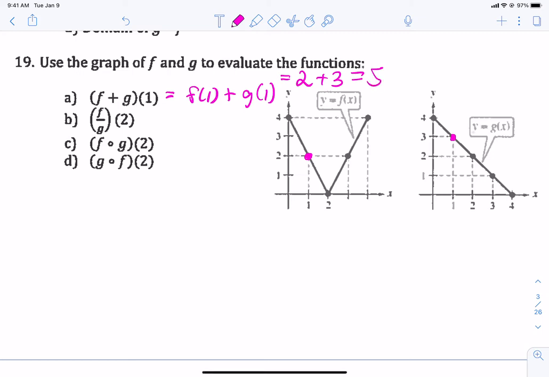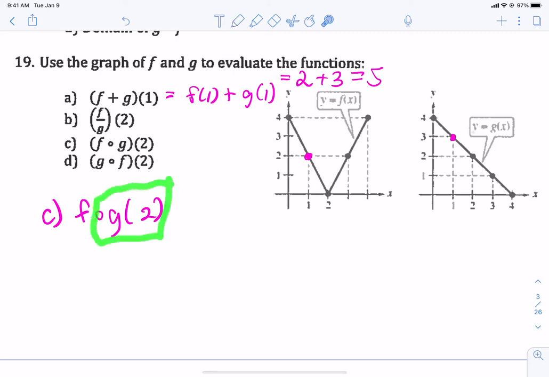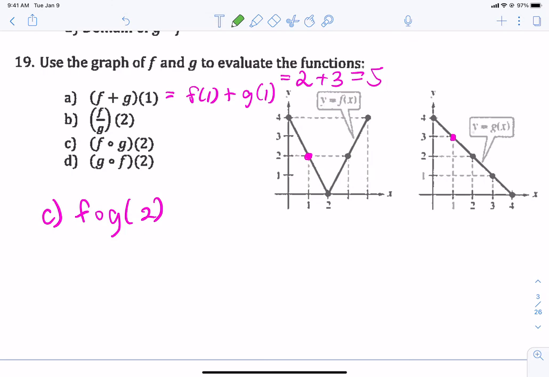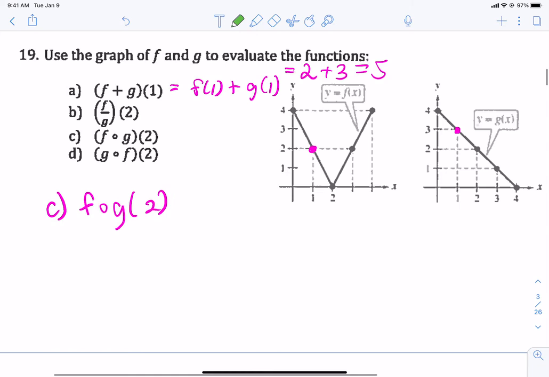Now, I want to do a function like 19c. Okay. F of g of 2. Now, we're going to start on the graph of g. We're going to start with the innermost function. What is the height of our g function when x is 2? So here, let me make that green. So if we go over to the g function, which is the rightmost function, and we look at the height at 2, the answer is 2.